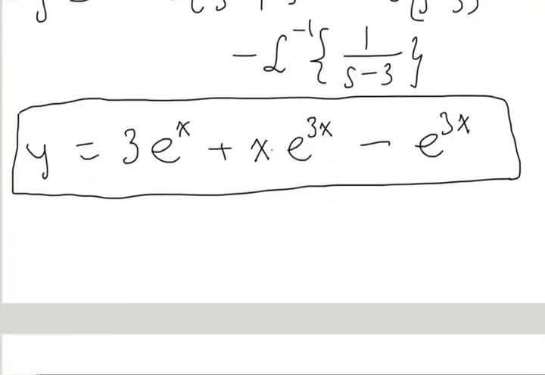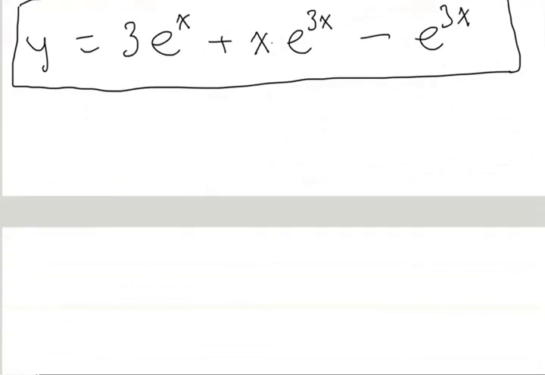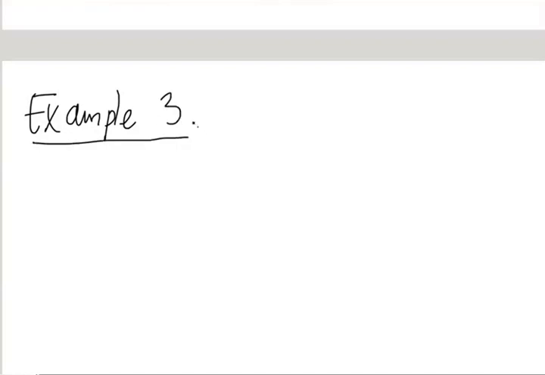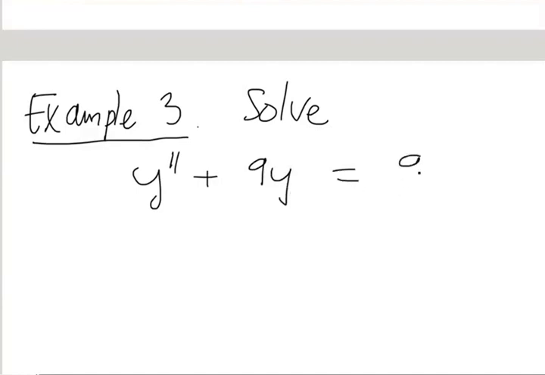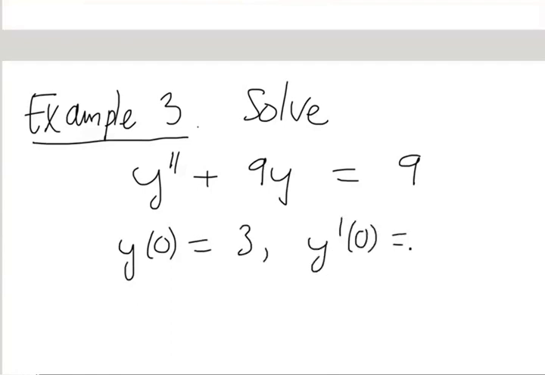Now, let's look at another example that involves trigonometric functions. So far, we haven't seen that yet. Solve the problem y double prime plus 9y equals 9, y of 0 equals 3, y prime of 0 equals -1.